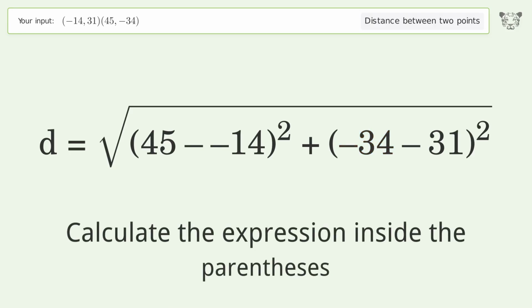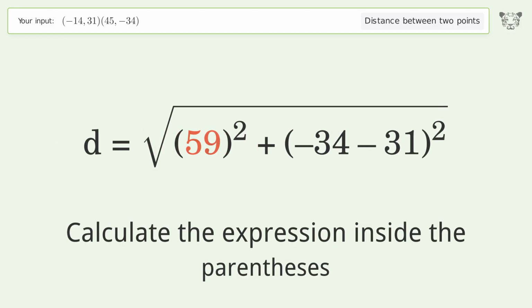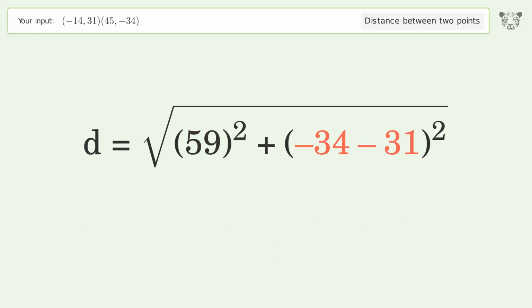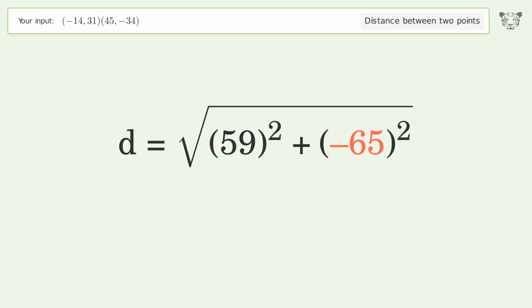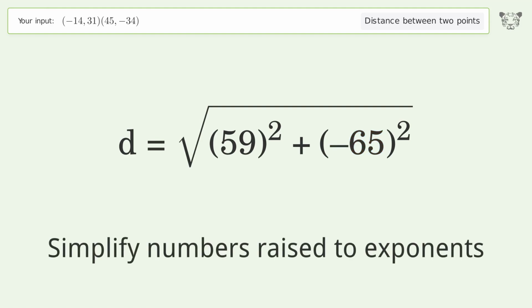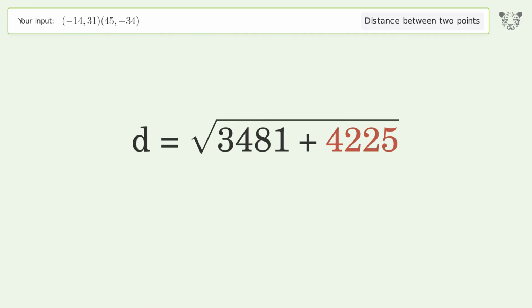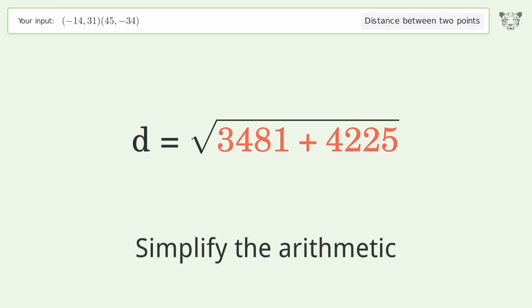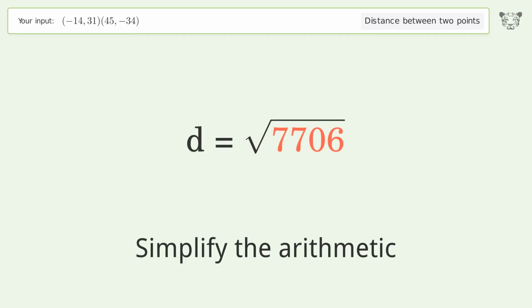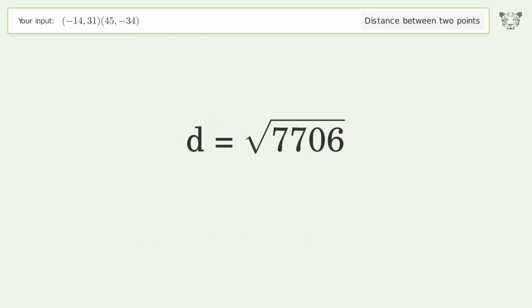Calculate the expression inside the parentheses. Simplify numbers raised to exponents. Simplify the arithmetic. And so the distance between the 2 points is the square root of 7,706, or 87.784.